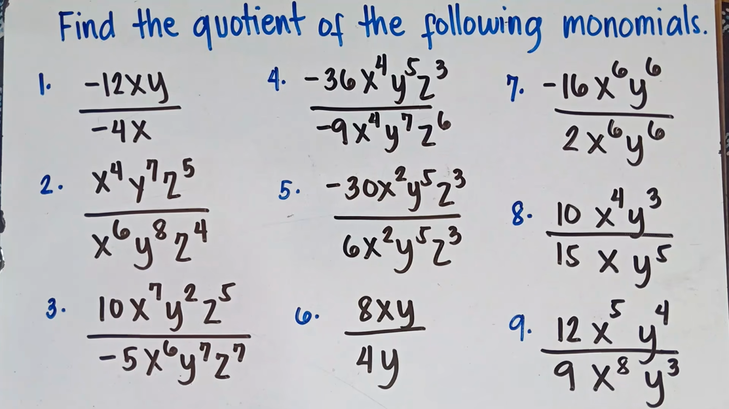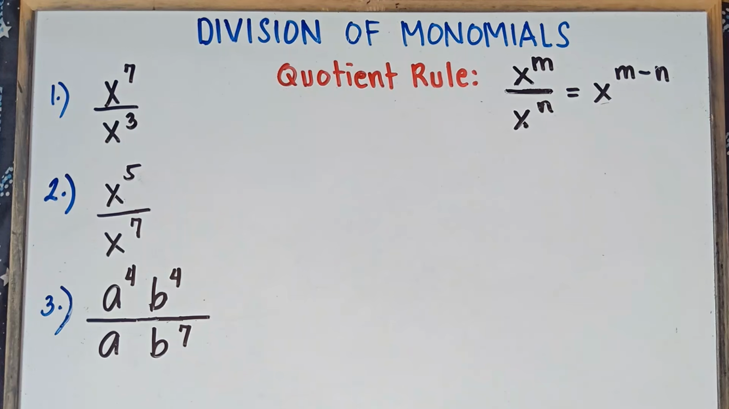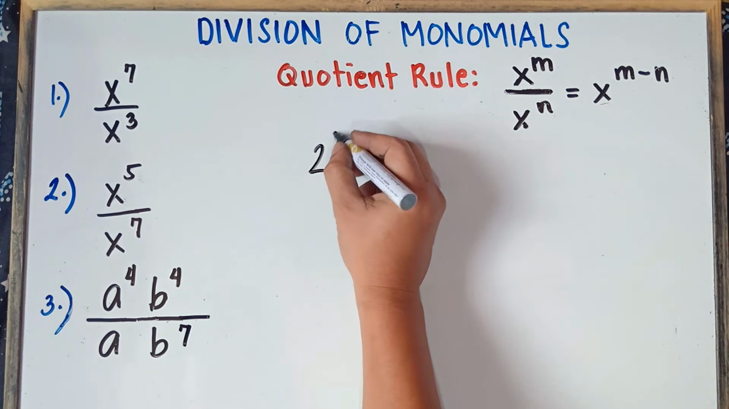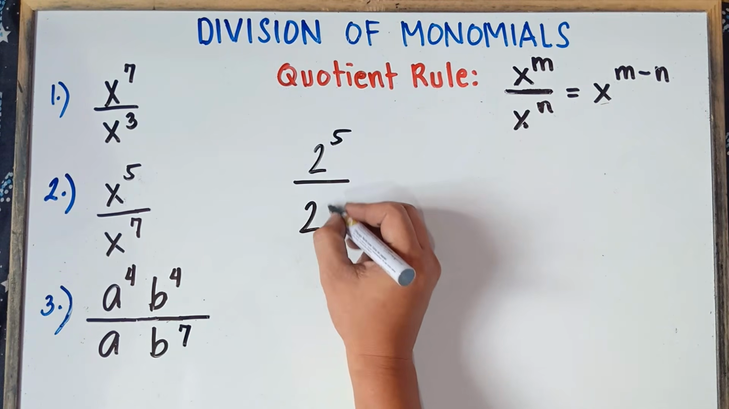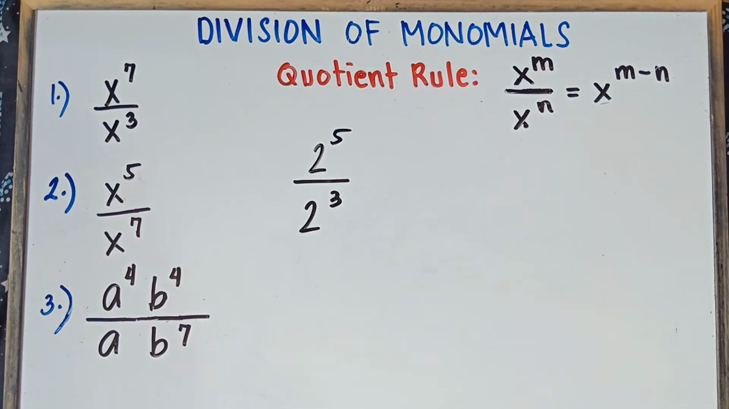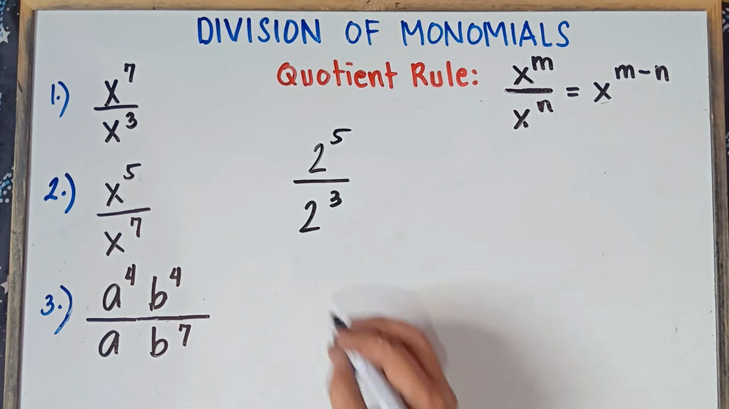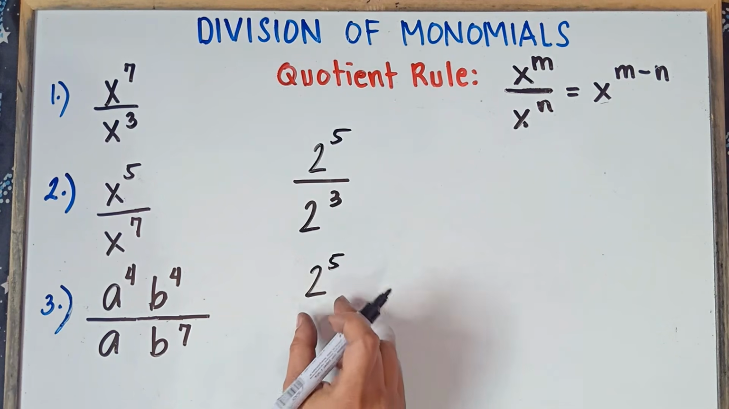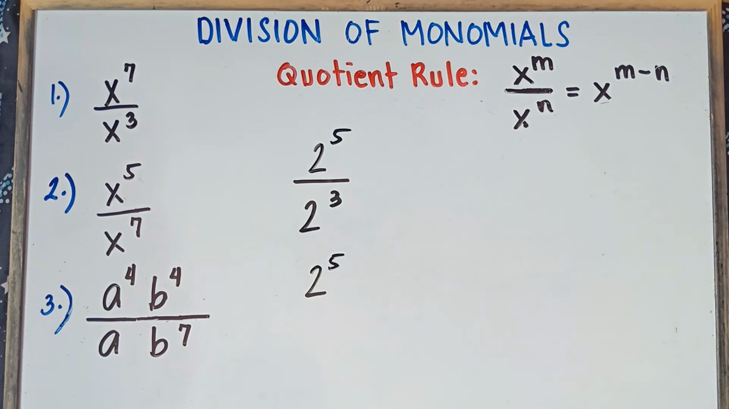Before we answer our activities, we need to understand more the basic examples in dividing monomials. Now what if the teacher asks you to divide 2 raised to the power of 5 and 2 raised to the power of 3? How will you divide this one, class? Of course we know that 2 raised to the power of 5, we can simplify by simply multiplying 2 by itself 5 times, right?